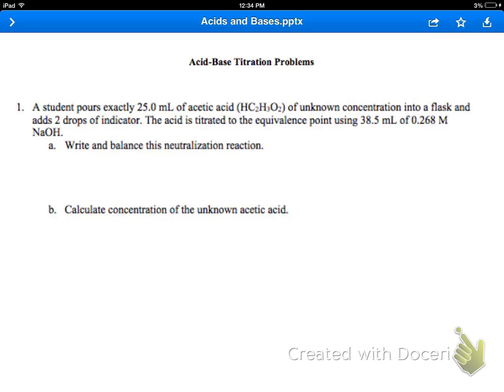Okay, so we're going to do the next one. Pause the video, write out the reaction, do the calculations, set up your equation, and make a list. Use your equation and solve for the concentration of the unknown acid, and then turn the video back on and see how you did.